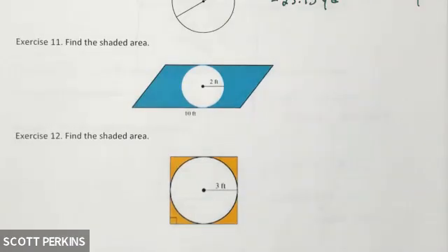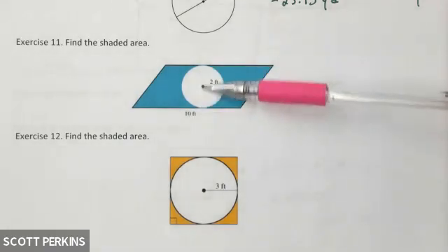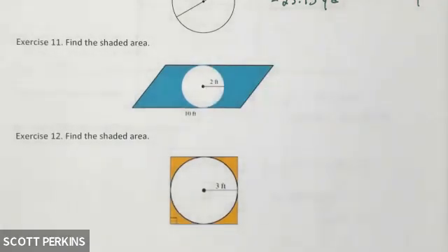Okay, you can find the area of the parallelogram. There are the dimensions, because notice this circle goes from the top to the bottom. So that can give you the height of the parallelogram, just as a little hint.